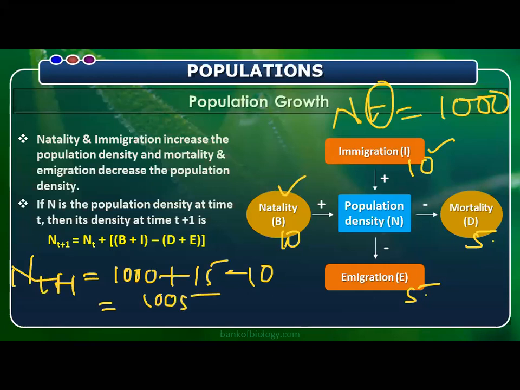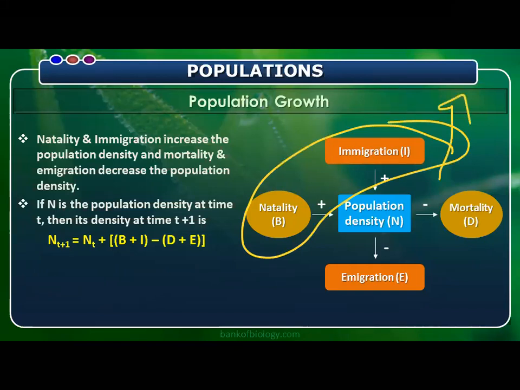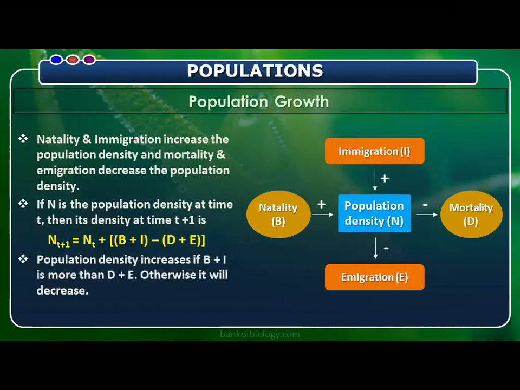That is how we have to calculate. Very simple task. One time reading will make us get perfection in this area. The only thing you have to remember is that these two aspects increase the population and these two aspects will decrease the population. That's all. Population density increases if B plus I is more than D plus E. Otherwise, it will decrease. That's what we have shown now.